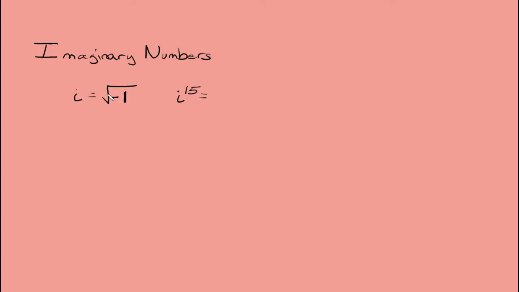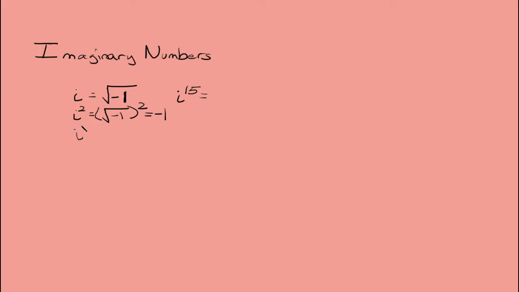First, we know that the square root of -1 is in fact i. Now, what is i squared? Well, i squared is going to be the square root of -1, squared. The square root and the square cancel out, and what we have left is -1. So i squared is -1.